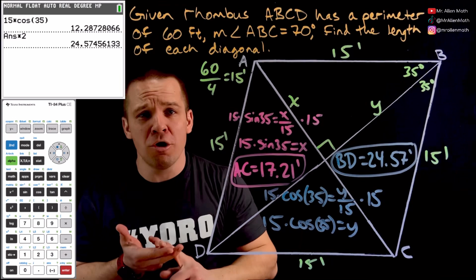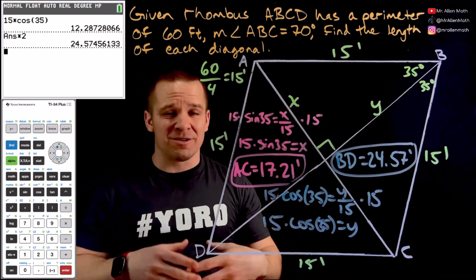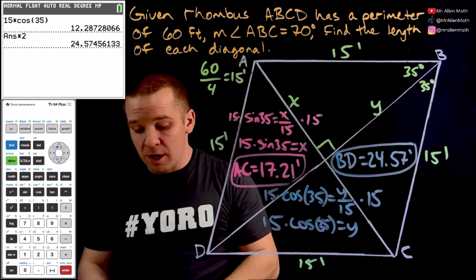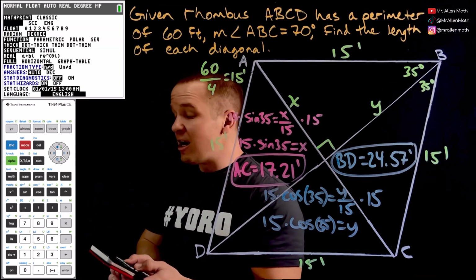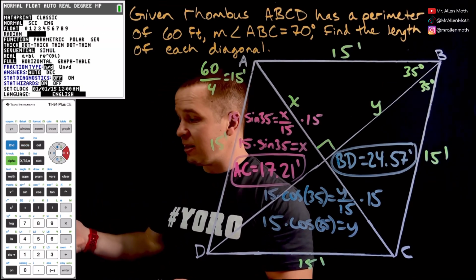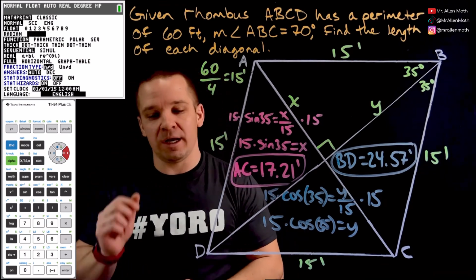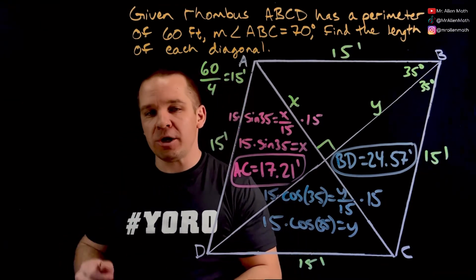Make sure you're in the right mode, degree mode, right? If you're getting weird negative answers, you're probably in radian mode, so hit mode. I'll even show you right now. Hit mode and arrow down twice. We got radian right there. Arrow to the right once. We got degrees, all right? So if you are in the wrong mode, make sure you pop over there.